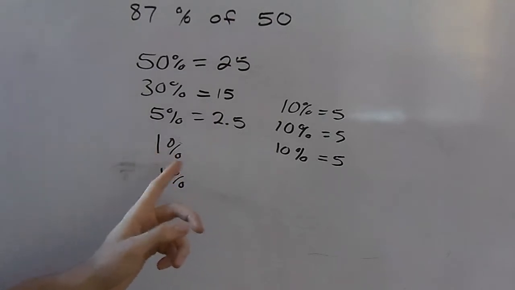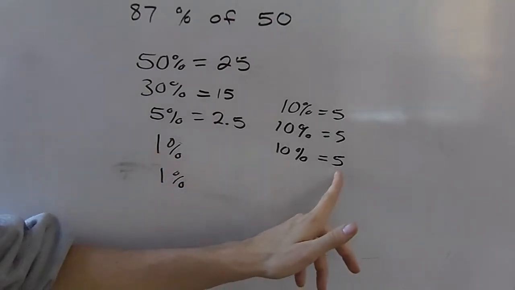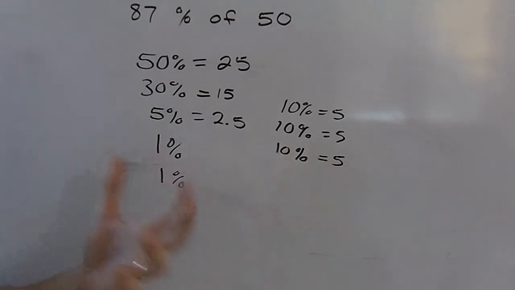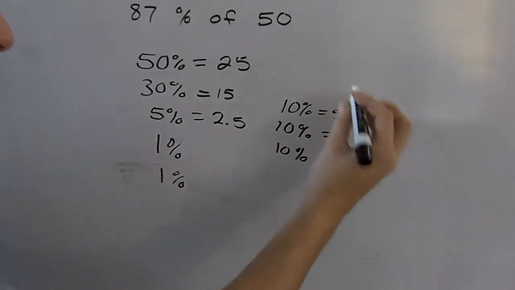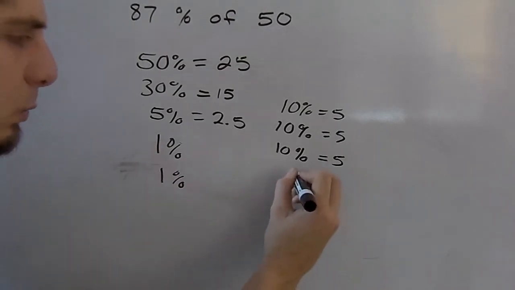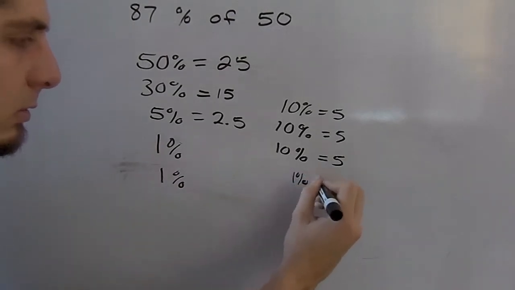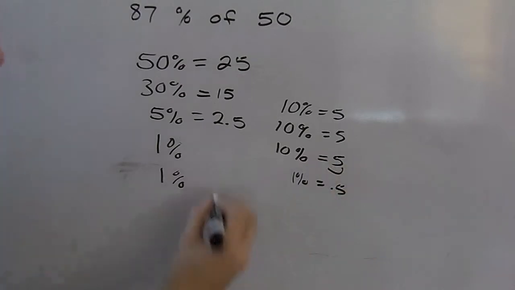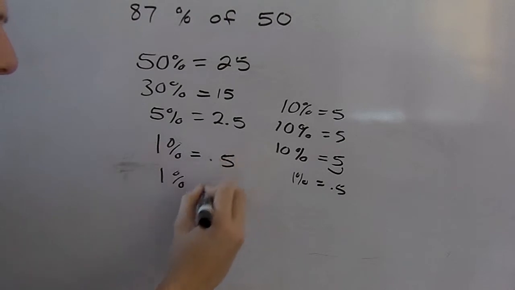1%, to figure out 1%, we would find out 10% first, and then we take 10% of the 10%, so 10% of the 5, and that would get me 1%. So whenever we find 10% of something, we move the decimal back one space because we're dividing by 10. So to get 1%, I would move that decimal back one space to get 0.5, like we've done previously. And so we get 0.5, and we get 0.5.